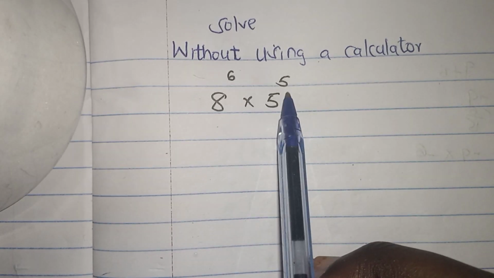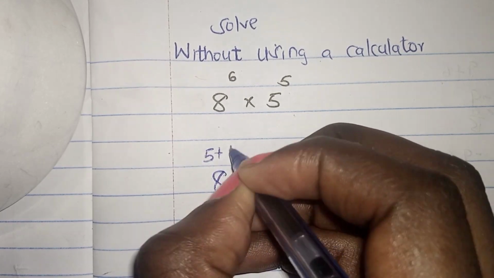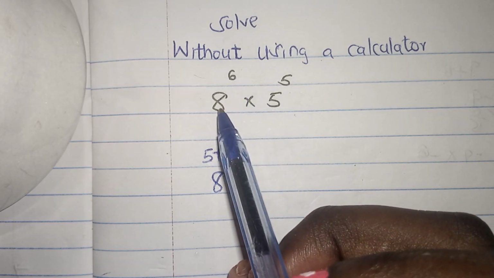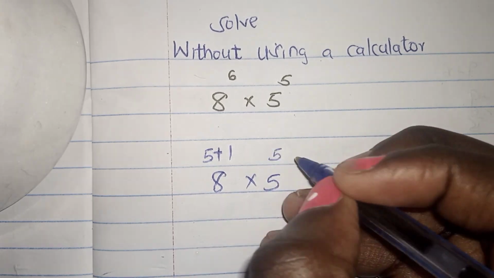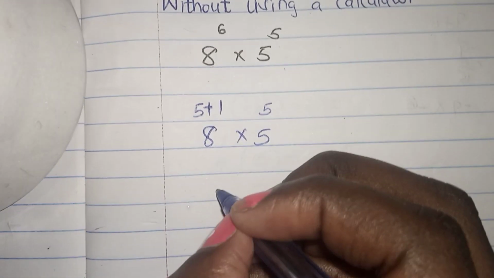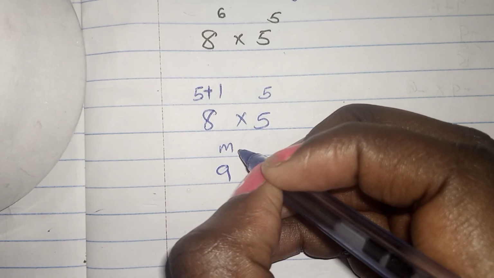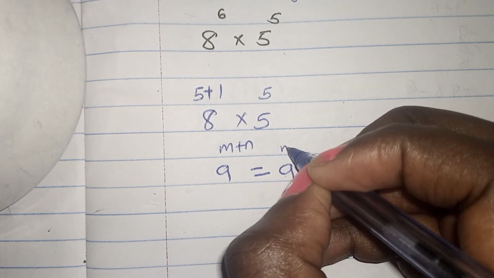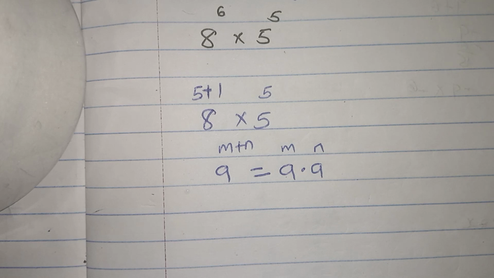Because 5 is our smallest here, I'm going to write 6 as 5 plus 1. So 8 to the power of 5 plus 1, it's just 8 to the power of 6 times 5 to the power of 5. My next step, if you can remember this rule or formula: a to the power of m plus n is the same as a to the power of m multiplied by a to the power of n. This is a formula that you should memorize.